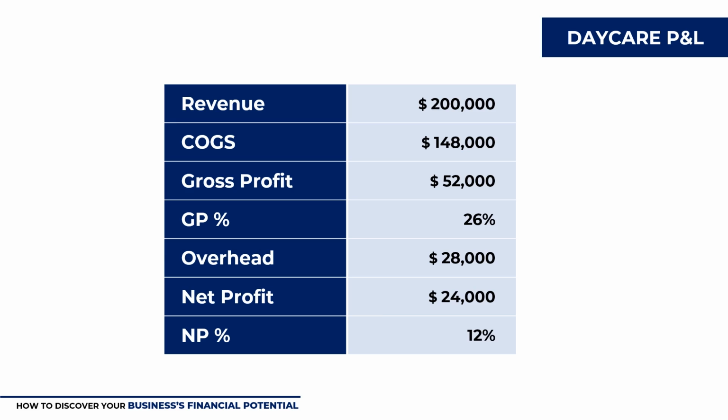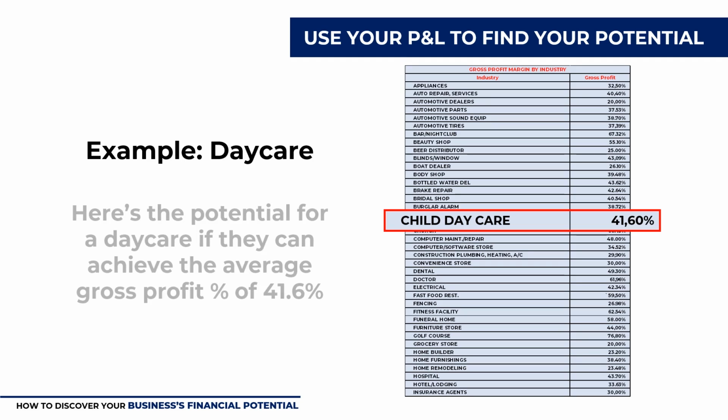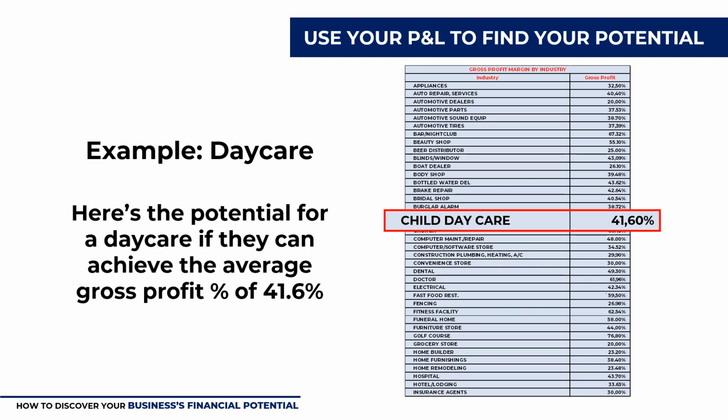Now, we know their gross profit percentage is 26%, but we just discovered that child daycare facilities average 41.6%. Our child care is a whopping 15.6% below average. And remember, that 41.6% is just the average. That means 50% of these facilities are doing better than 41.6%. So please don't think the goal is to reach the average. 50% are doing better, and many of those are doing much better. So this child daycare has a lot of room for improvement.